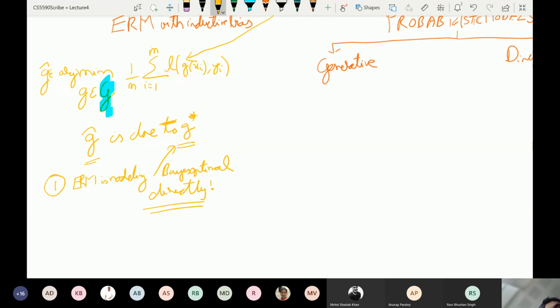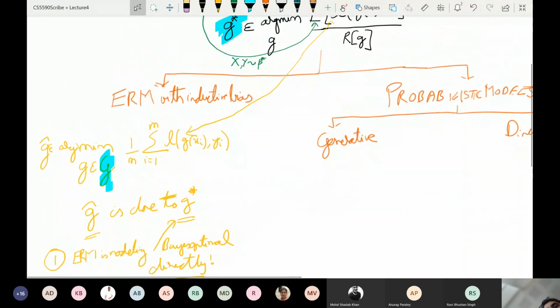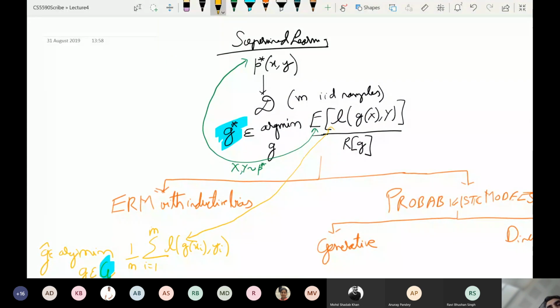Now the second observation you have to make is, even if you estimate G star very well, P star is still unknown. So I am not learning the underlying concept, and I don't need to learn. I'm not saying we have to learn the underlying concept. That is not the goal in supervised learning.